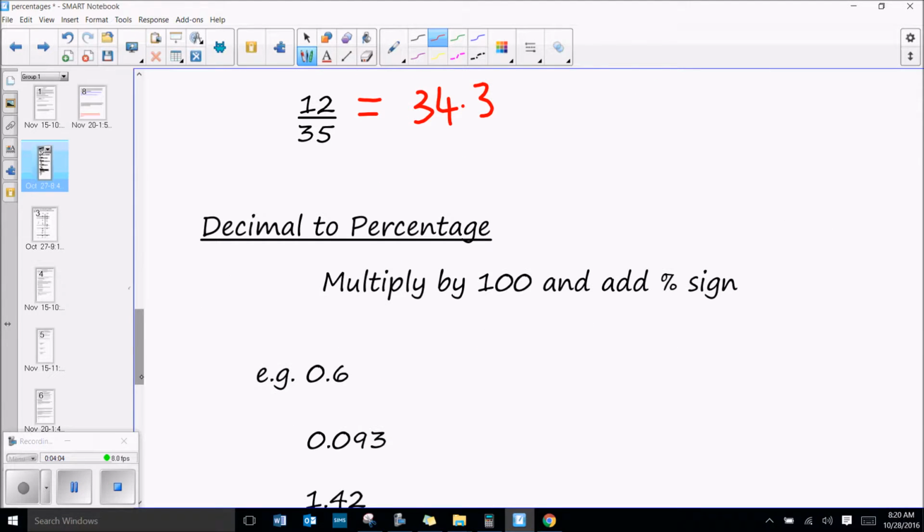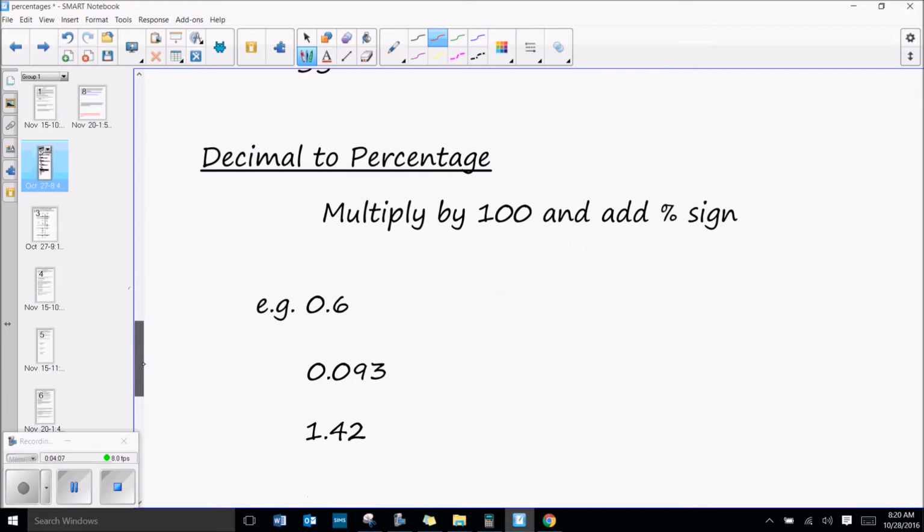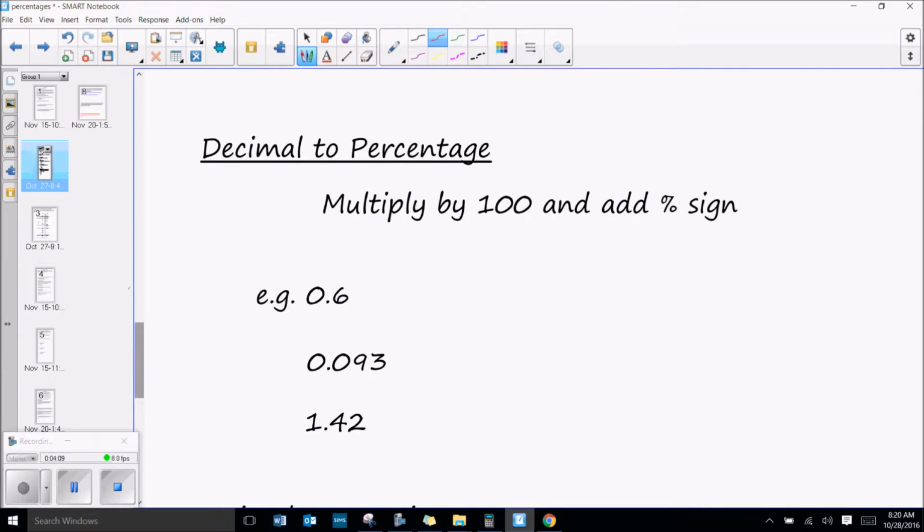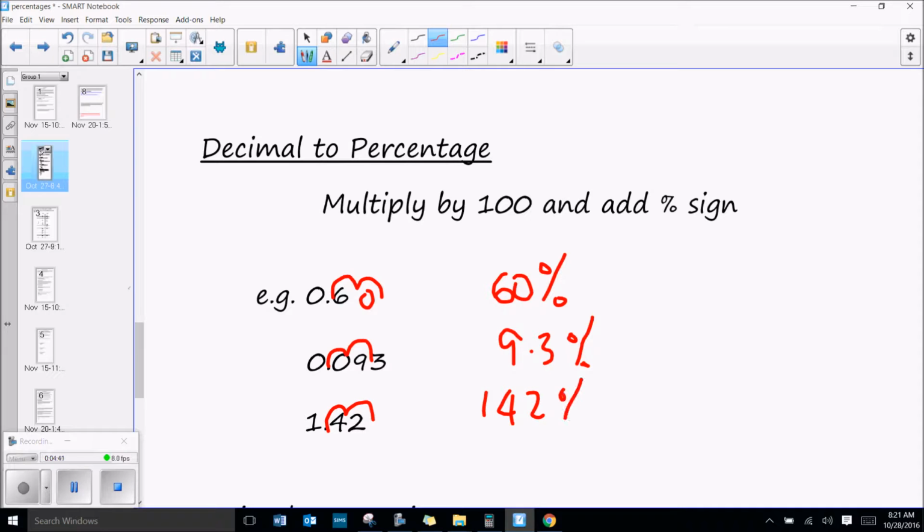Decimal to a percentage. Since this is the reverse of percentage to decimal, we do the opposite operation. So we would just multiply by 100 and make sure we add the percentage sign. So 0.6, we would multiply by 100, so moving the decimal point 2 places, and this would become 60%. 0.093, move 2 places, would become 9.3%, and 1.42 would become 142%.